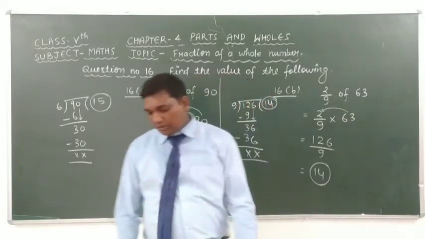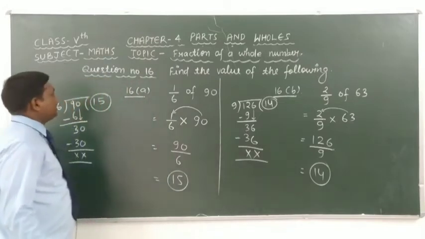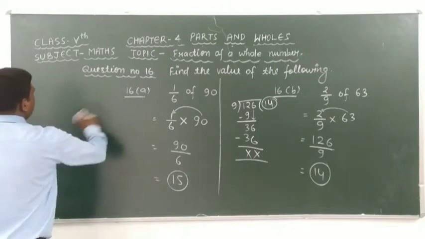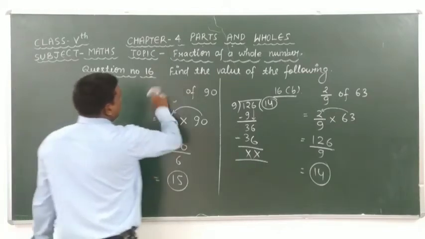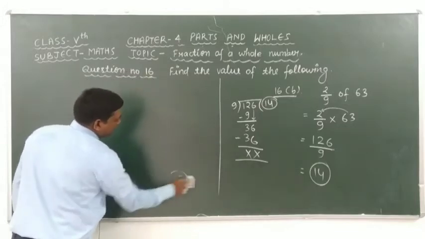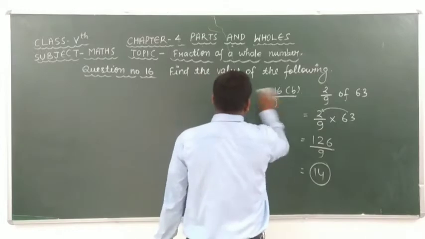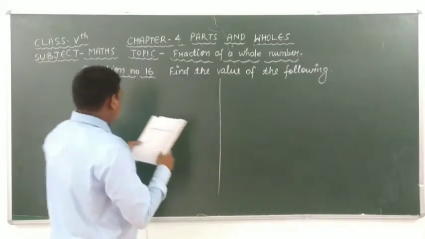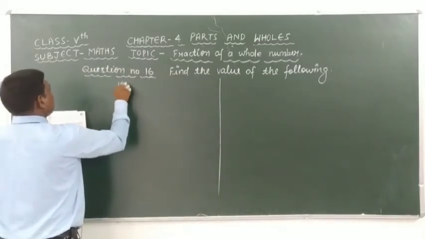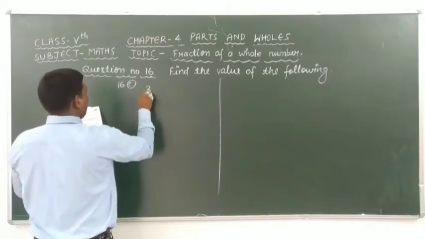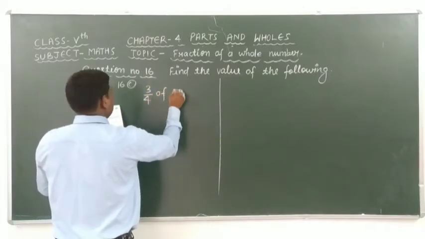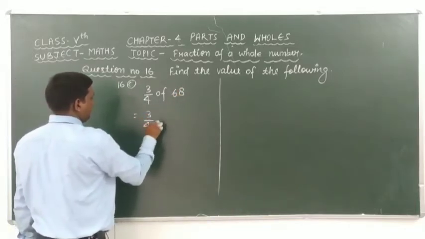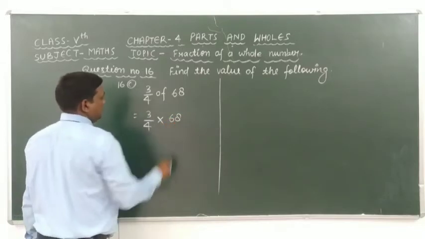Dear students, similarly do it yourself question number 16 of C and D. If you have any doubt, please ask me on my personal WhatsApp number. Okay, look at here carefully. Here given that question number 16 C, 3/4 of 68 is equal to. Firstly we have to take 3 over 4 into 68.